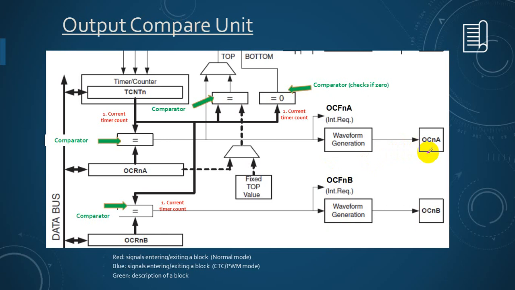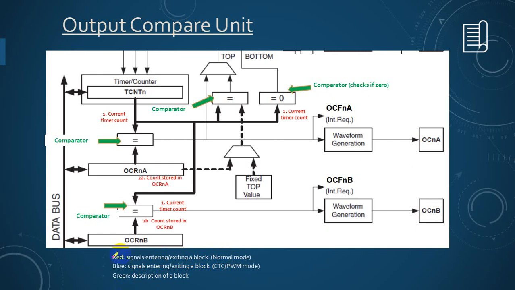So this is the output compare unit, and if you look at the colors, red signals are entering and exiting a block in normal mode operation. Blue signals are entering and exiting a block for CTC PWM mode, and green is the description of a block. So any questions over here? Also, it has given the sequence.